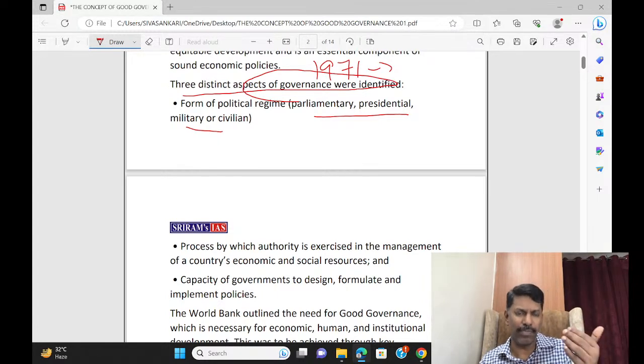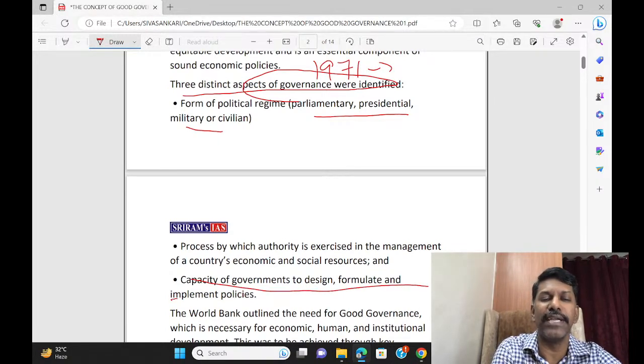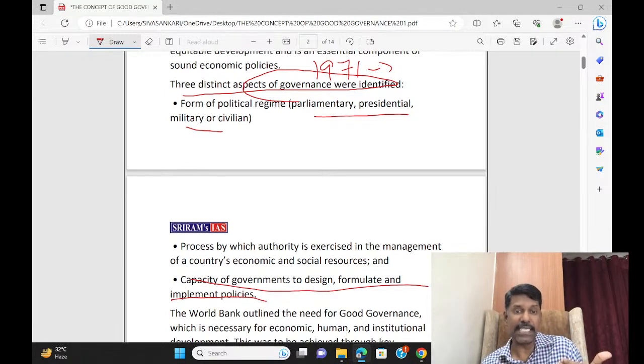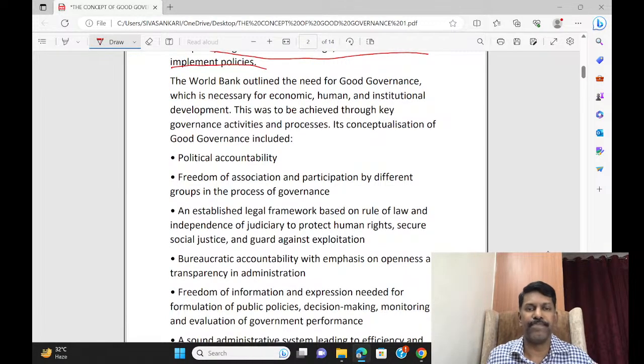And second important thing, on the basis of the governance process, the authorities which exist inside a society will manage and maintain a particular methodology of the system. On the basis of that, they will maintain and manage the economic resources of the country and social resources of the country. On the basis of that only, you can see the second aspect of governance. And the third important thing, the capacity of government to design, formulate and implement policies. It is the capacity of the government to design, formulate and implement those kinds of policies that will also come under the category of the good governance mechanism.